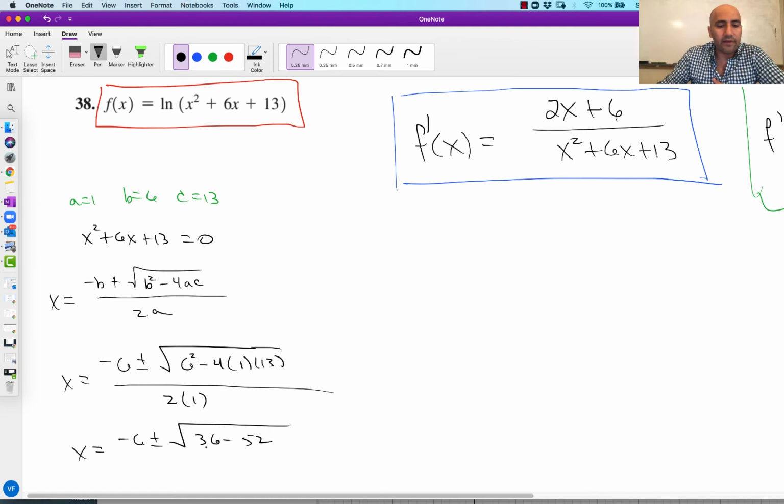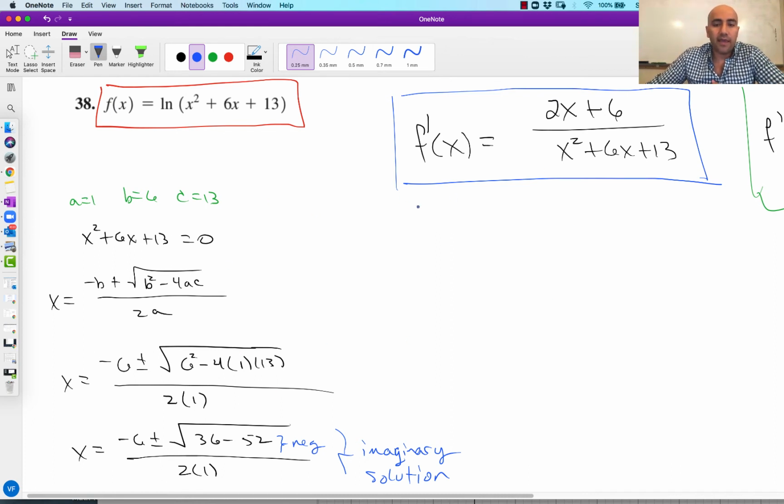So we're going to end up with a negative inside the radical, which means that the only solutions are imaginary. So this guy in here is negative inside a square root, so that means my solutions are imaginary. In other words, they're not real numbers. So we don't have to worry about them. That's not going to happen. So this establishes that f prime of x does not exist for no value of x.